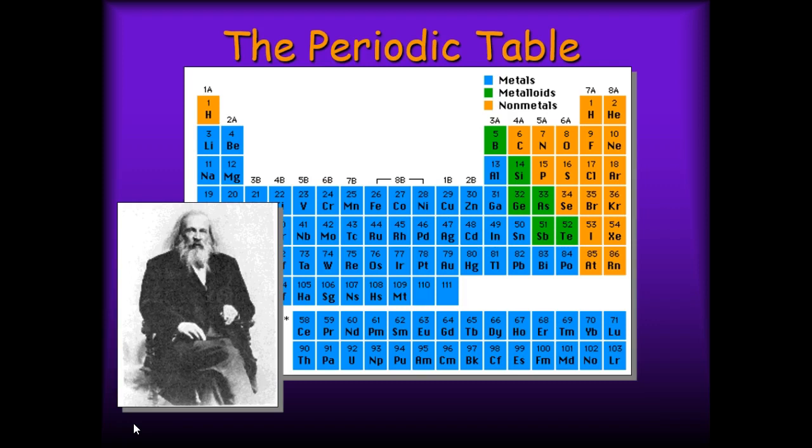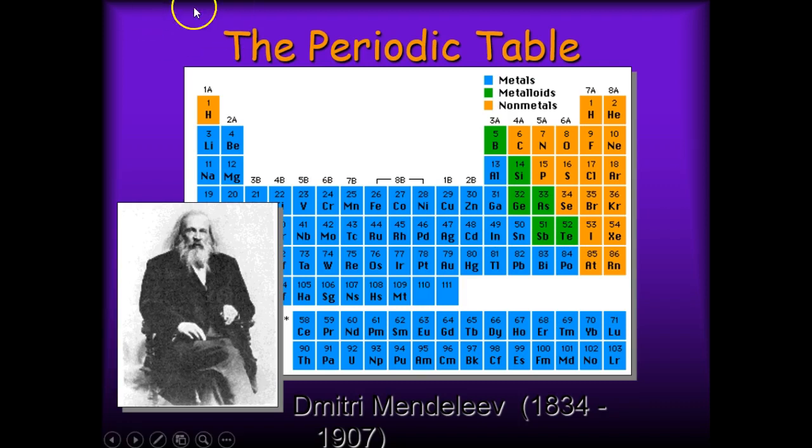All right, the periodic table. It was first developed by Dmitry Mendeleev. He is the father of the periodic table, so if you forget, I'm going to write his name down right here.